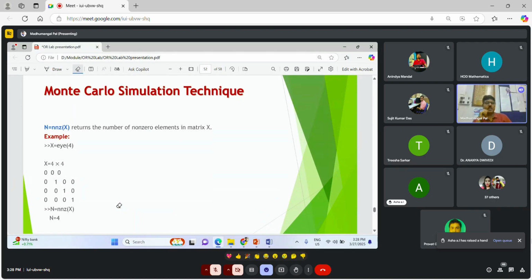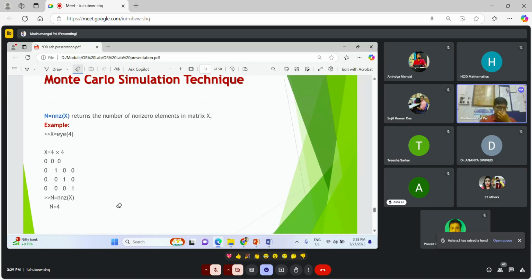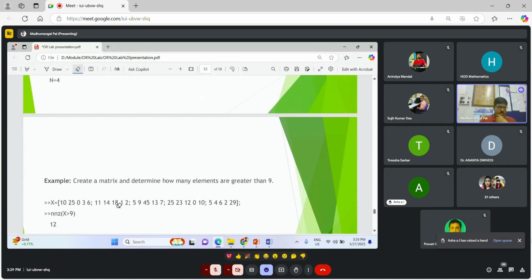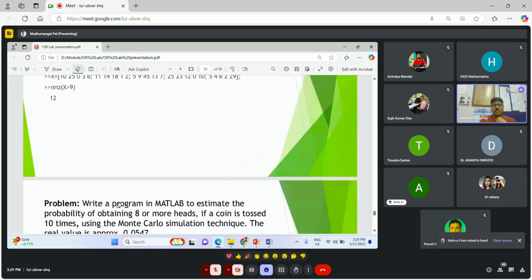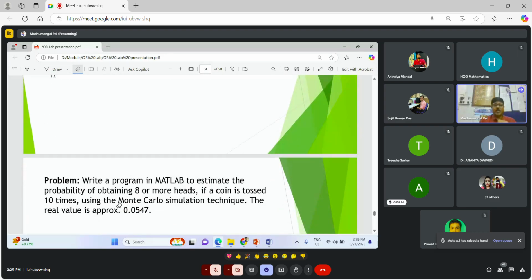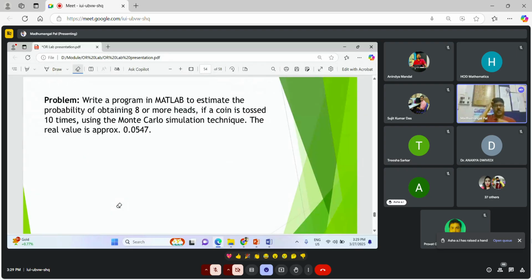Now there is another issue, Monte Carlo simulation. Simulation can also be done with the help of MATLAB, and that is very useful. Basically, the Monte Carlo simulation is based on probability theory, and there is a good connection between probability theory and the random number.